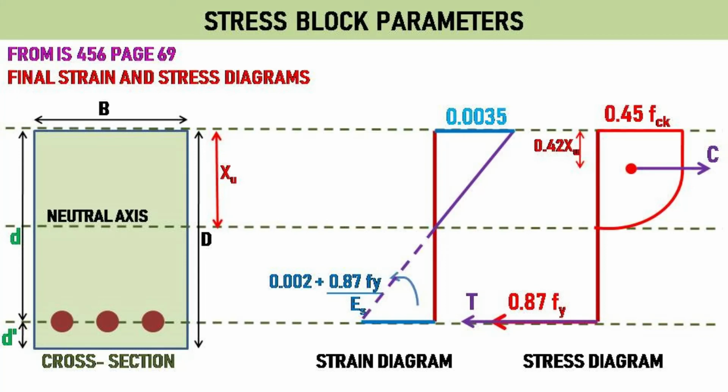Slide 24. These are the final strain and stress diagrams for the cross-section. On the stress diagram, compressive force, C, is acting at the center of force, as shown in the figure. It is acting towards the right, as compression is taken positive. Similarly, tensile force, T, is acting towards the left at the center of reinforcement, as tension is taken negative. Both the compressive force, C, and tensile force, T, are shown here.